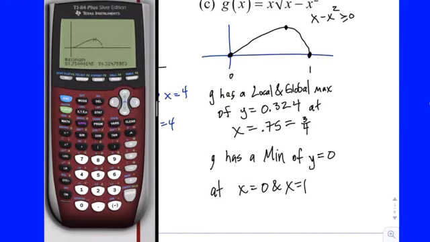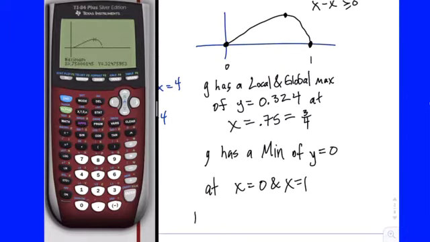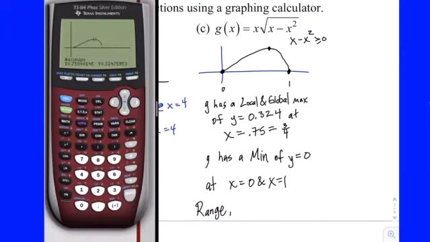0 and 1. Can we write the range of this function? We haven't been doing that. Can we write the range of this function? We would abbreviate that R sub G instead of D sub G for domain.